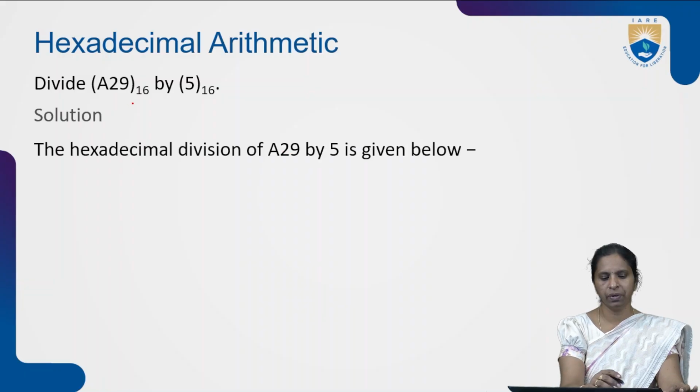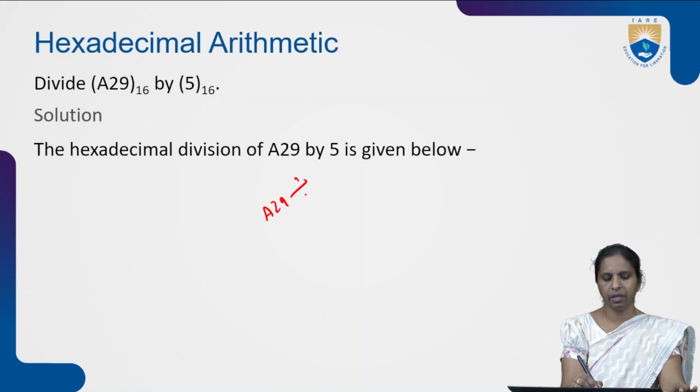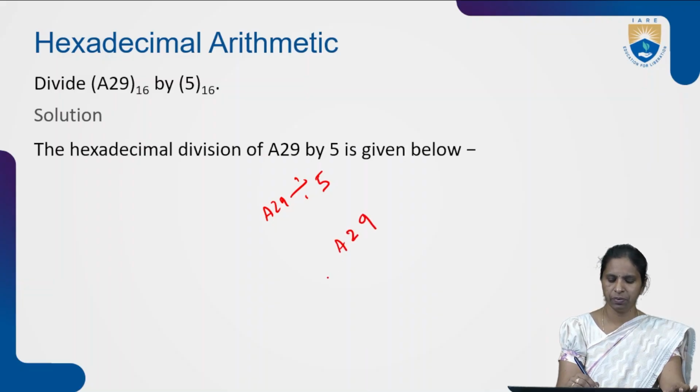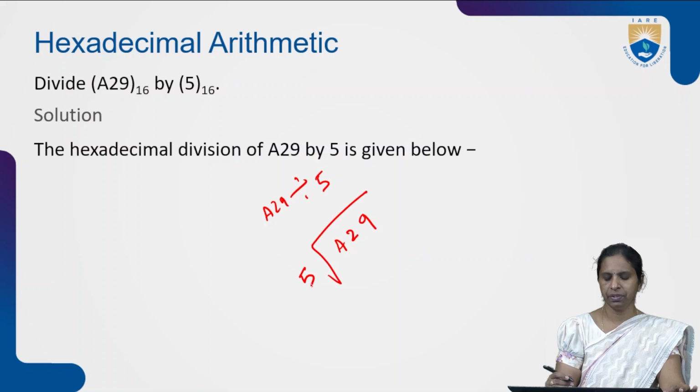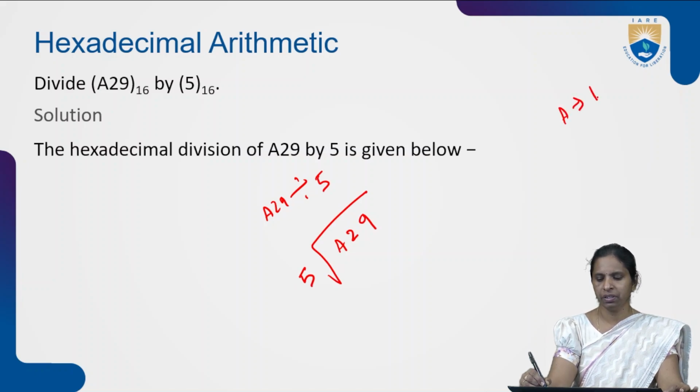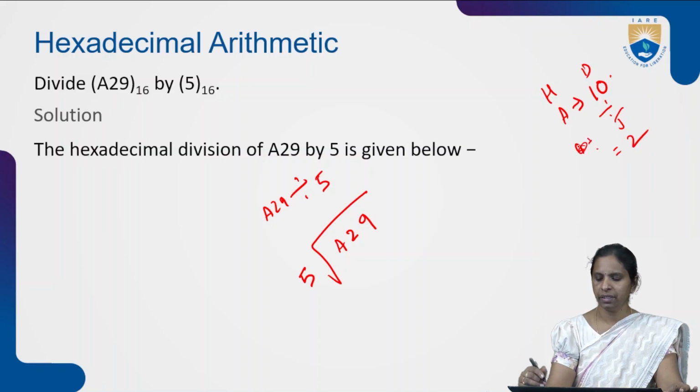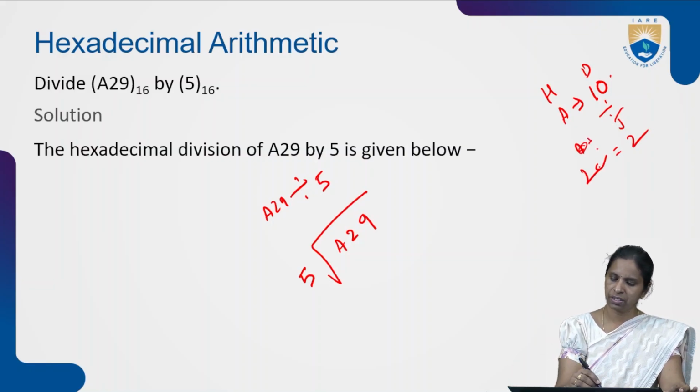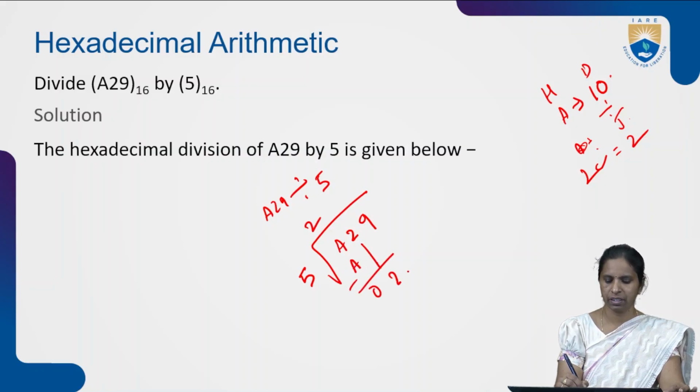For example, if you want to divide A29 by 5, see how the division operation is performed here. Here the divisor is 5, and A is nothing but 10 in the decimal number system. 10 divided by 5 is equal to 2, and 2 in hexadecimal is also 2. Therefore, the quotient here is 2. So 5 twos are 10, and 10 is nothing but A in hexadecimal. So A minus A is 0, and bring down the second digit.